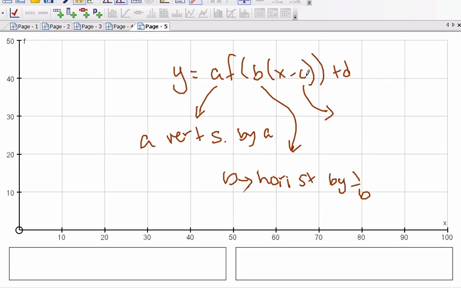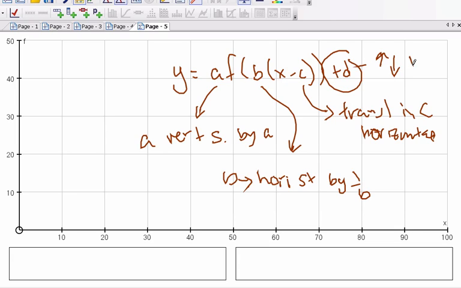This is a translation in the direction of c. So it seems like it's minus c, but because it's minus, it's going to go in the positive c direction. And this is horizontal. The x value's changed. And finally, this d here is either up or down, a vertical translation. Vertical translation by d. Those are all our transformations.